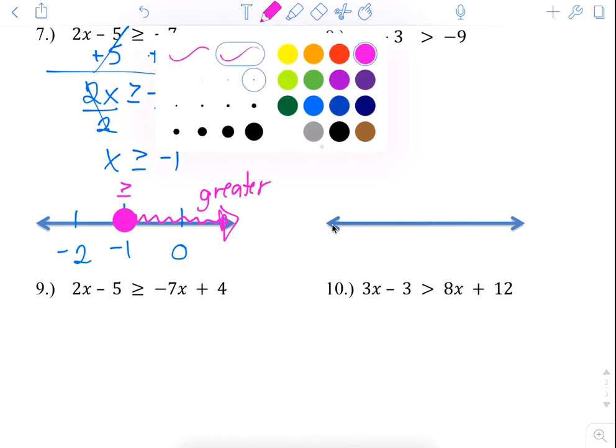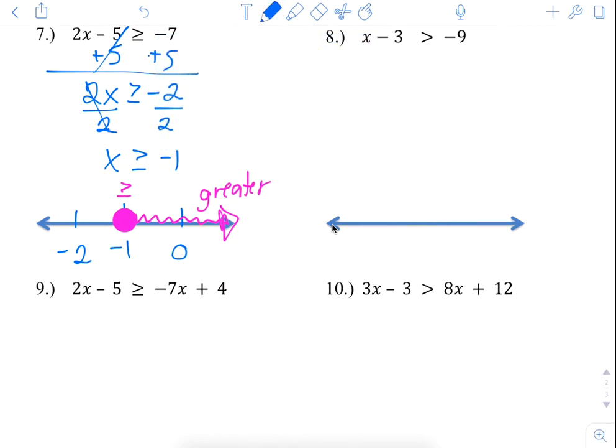Okay. All right, let's try number 8. Number 8, can we simplify? No. Can we solve? Yes. We need to cancel out that minus 3. So if we cancel out subtraction, we're going to add 3 to both sides. That leaves me with x is greater than negative 6.